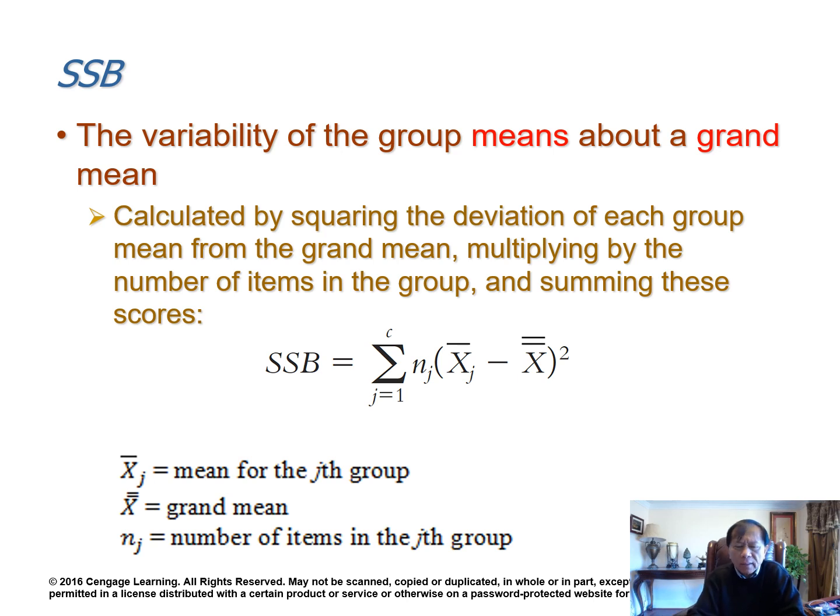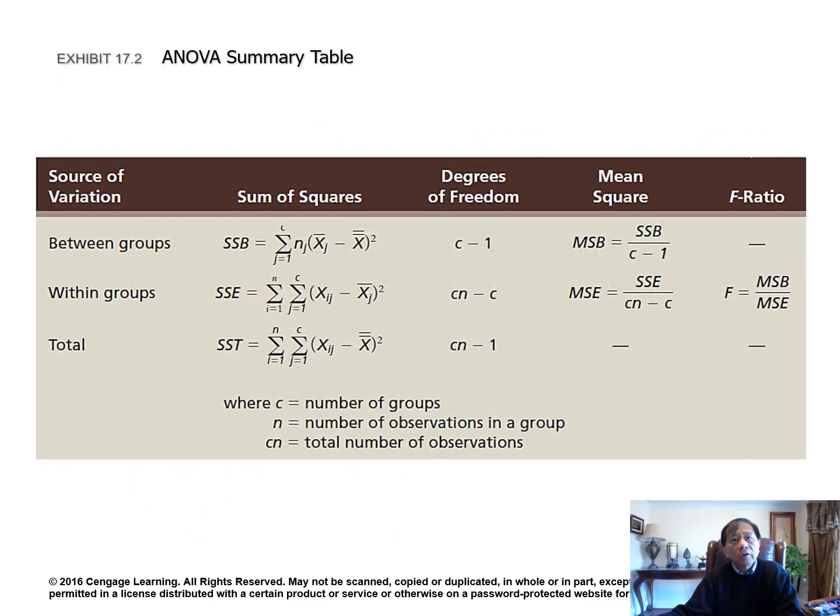Okay, that's SSB. And then how do you calculate your F ratio? You have the sum of squares between here. The degrees of freedom between groups is C minus 1, where C is the number of columns. Within group, the sum of squares is this equation here, and the degrees of freedom is Cn minus C. And then the sum of squares total, or SST, is this, with degrees of freedom Cn minus 1.